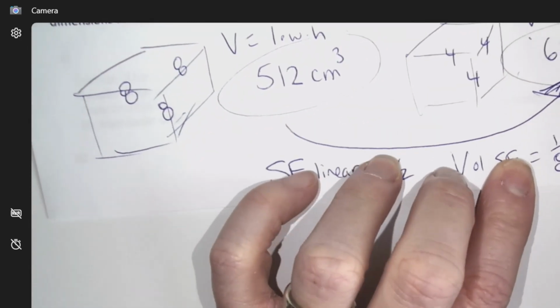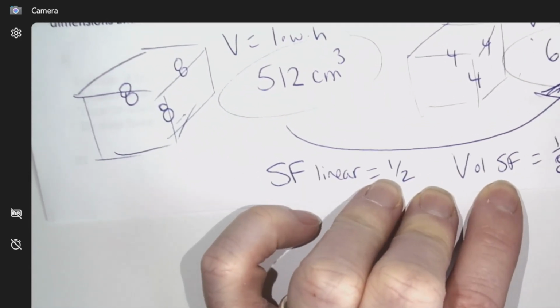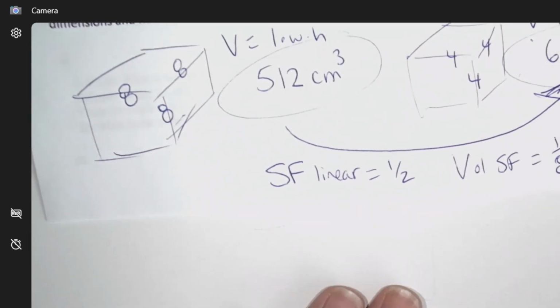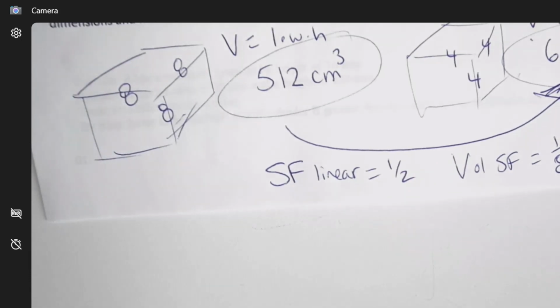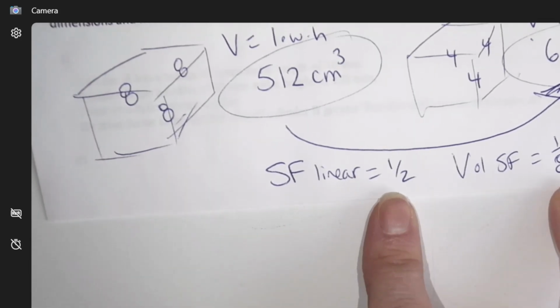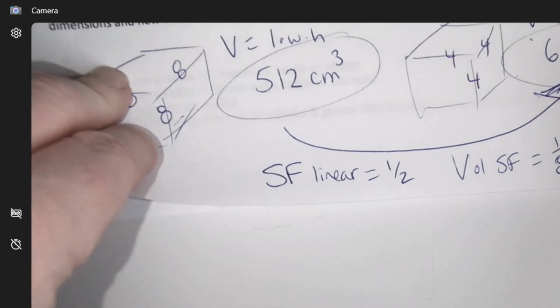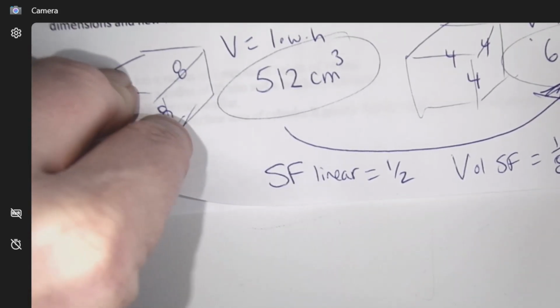So the volume scale factor is the linear scale factor cubed. To go to area, we squared it. To go between volumes, we would have to cube the number. Do you know what cube means? 1/2 times 1/2 times 1/2 makes 1/8, right? Because 1 times 1 times 1 on the top, 2 times 2 times 2 on the bottom.